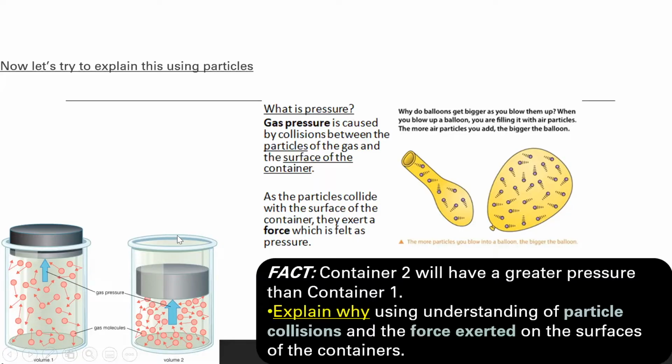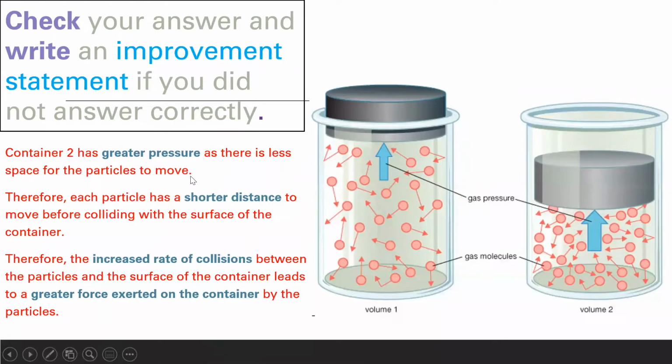This is why it's about particles. So if you can write this out: container 2 has a greater pressure as there is less space for particles to move. Therefore, each particle has a shorter distance to move before colliding with the surface of the container. Therefore, the increased rate of collisions between the particles and the surface of the container leads to a greater force exerted on the container by the particles.